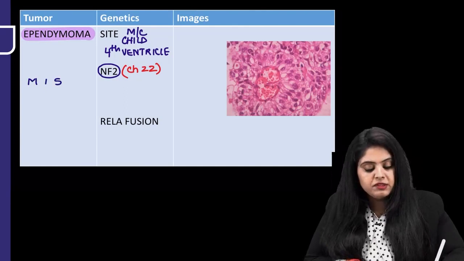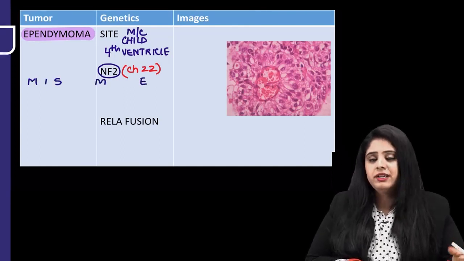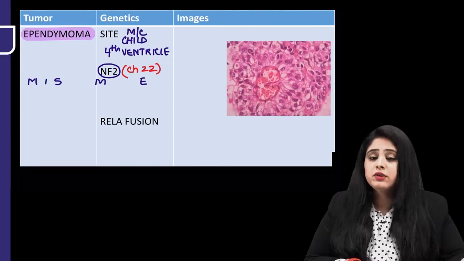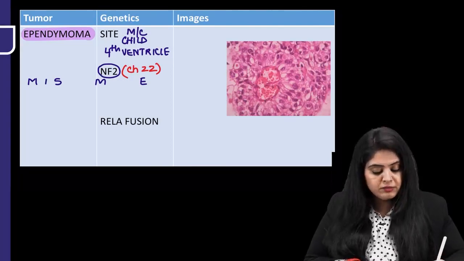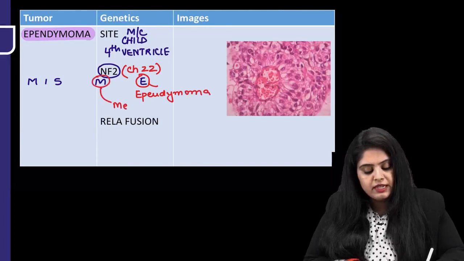We have a very famous mnemonic known as Miss Me. NF2 is going to be Miss Me tumors. In Miss Me, the E I have understood. Why am I studying E over here? Because it is going to be ependymoma. Very shortly we will also study a tumor that is meningioma. That is also seen in NF2.